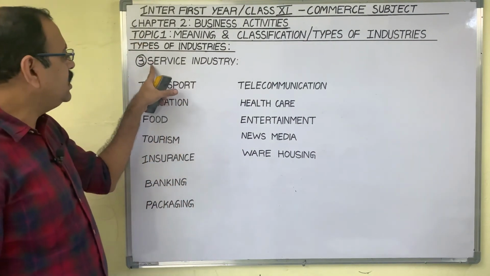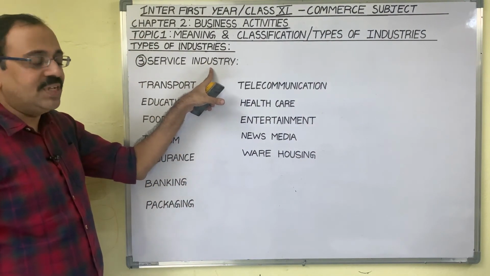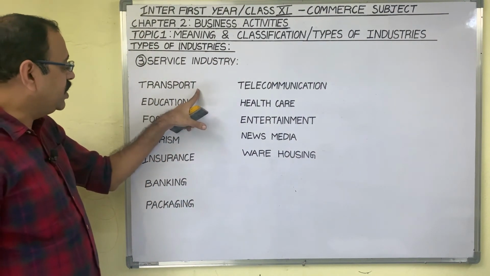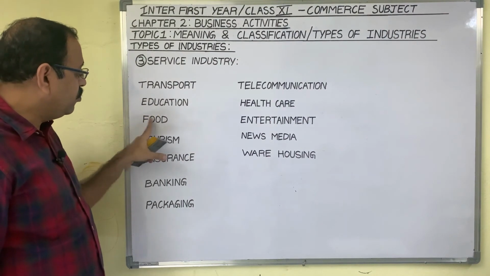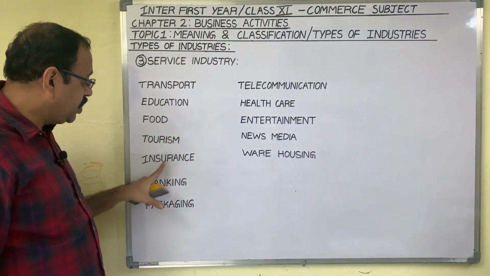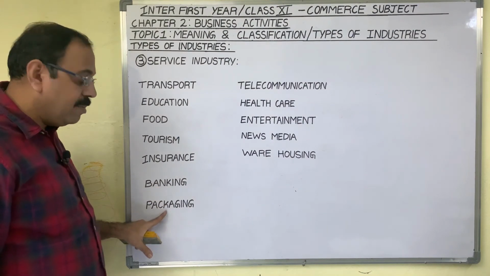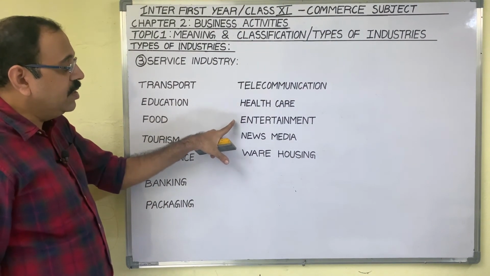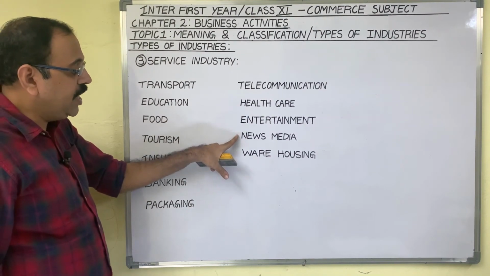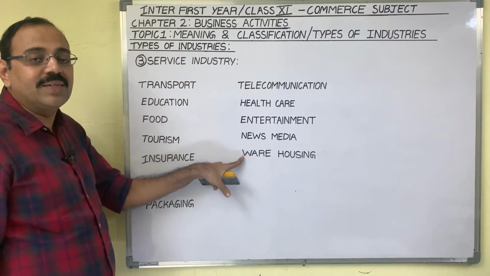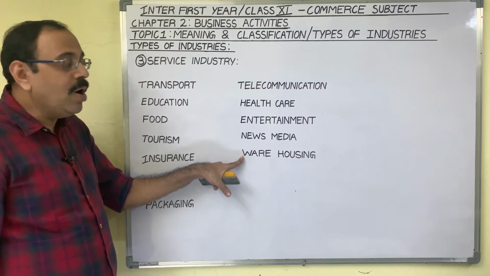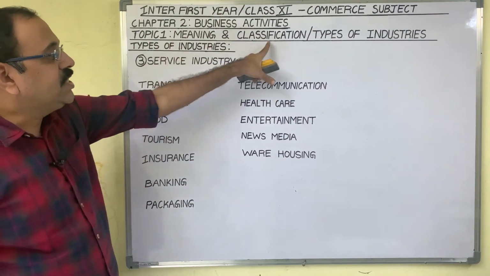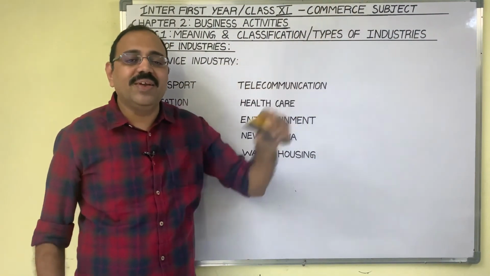Now let us see some examples of service industries. Transport industry, education, food, tourism, insurance, banking, packaging, telecommunication, healthcare, entertainment, news media, warehousing, etc. So this is all about the meaning and classification or types of industries.